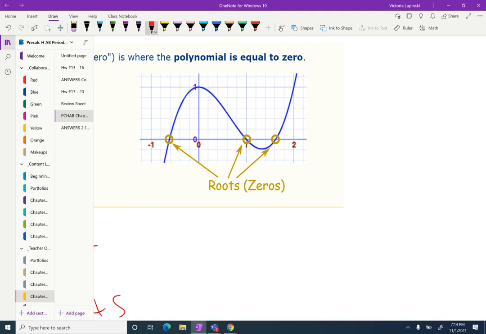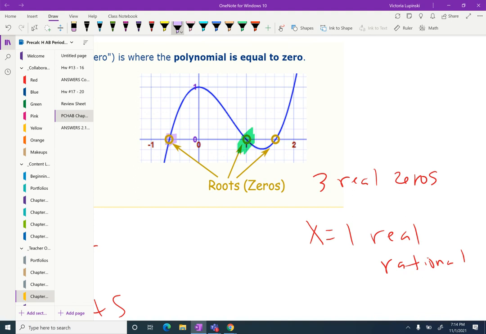Again, notice here that you have 3 real zeros. In this particular case here, it clearly looks like you're going through 1. 1 is a real rational number. Then these other values, these could potentially be 2 irrational values, which would still be real. But again, irrational values have to come in pairs.